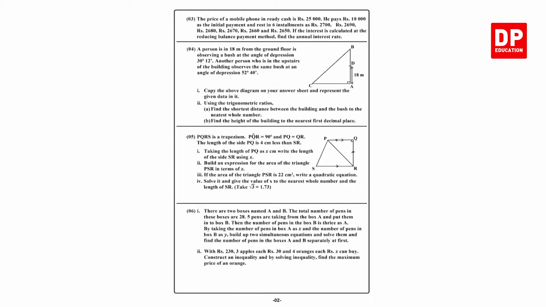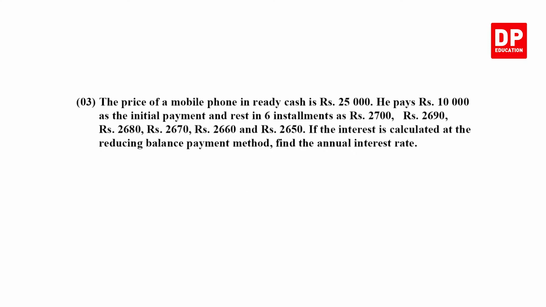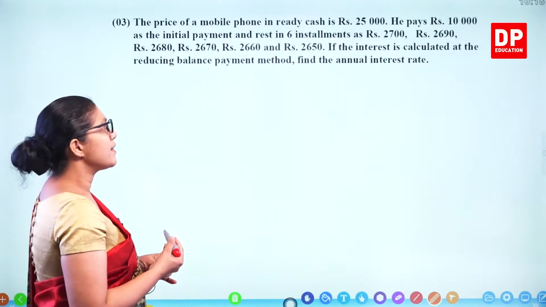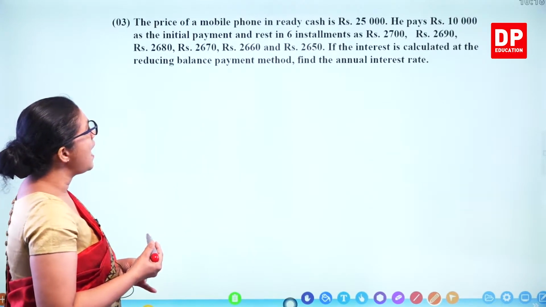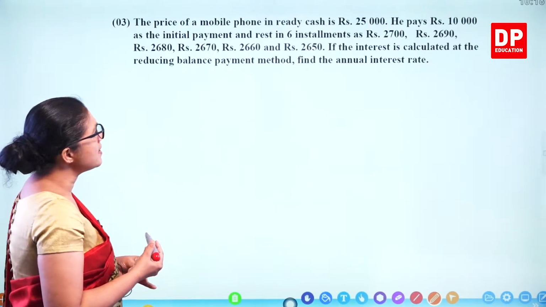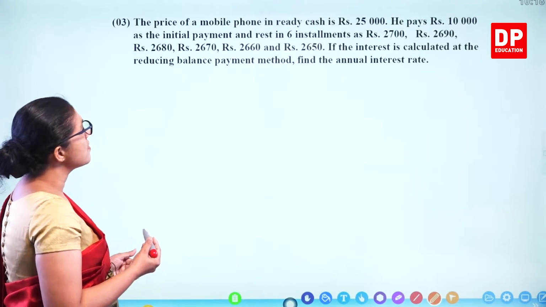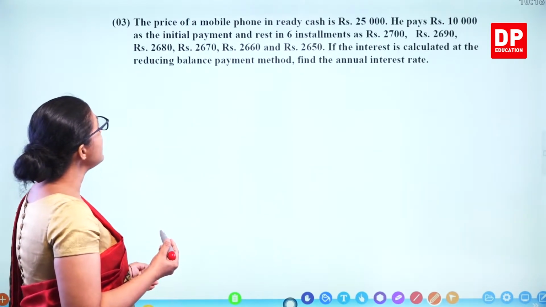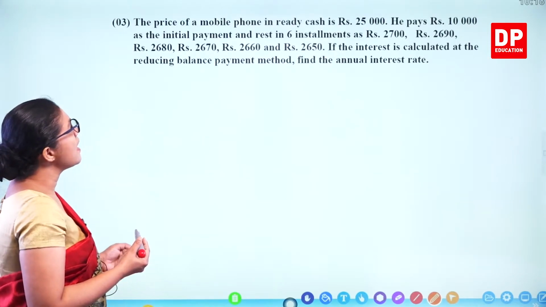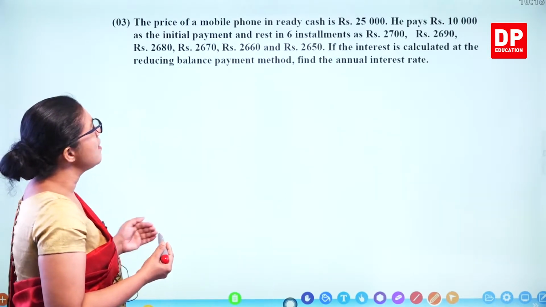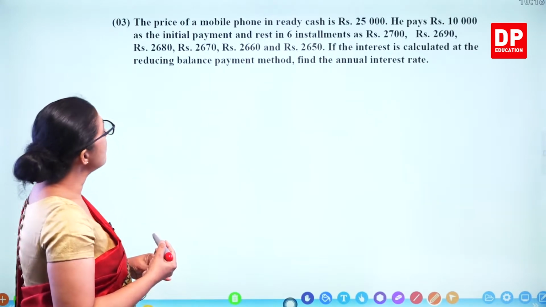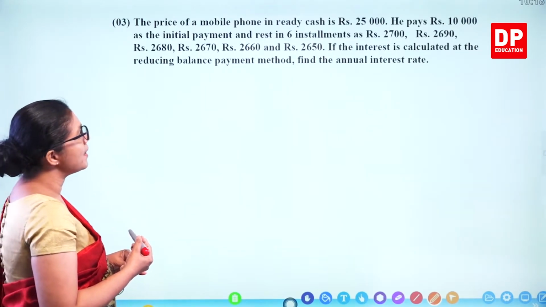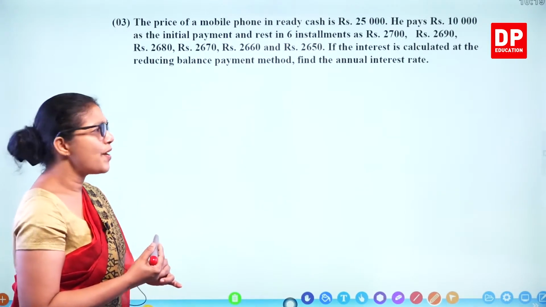That's part A. We'll do the third one. The price of a mobile phone in ready cash is 25,000 rupees. He pays 10,000 as the initial payment and the rest in 6 installments: 2,700, 2,690, 2,680, 2,670, 2,660, finally 2,650 rupees. If the interest is calculated at the reducing balance method, find the annual interest rate.